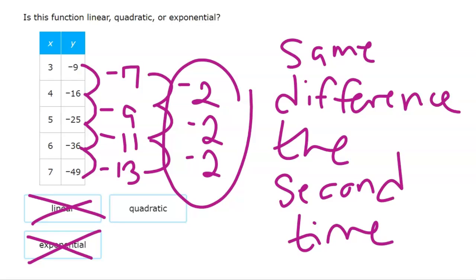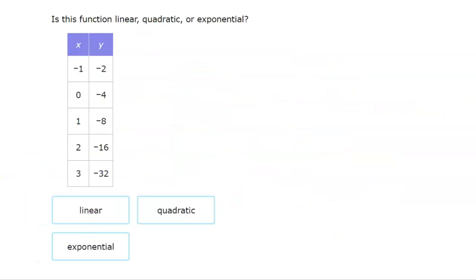Okay, and this should be in your notes from last week. So if you go back and look at those, that should help you out. This one was quadratic. Let's go ahead and look at the next one. Once again, I like to look and see if I'm multiplying first. If I am, then it's exponential.